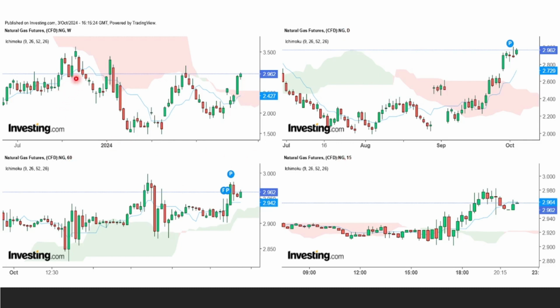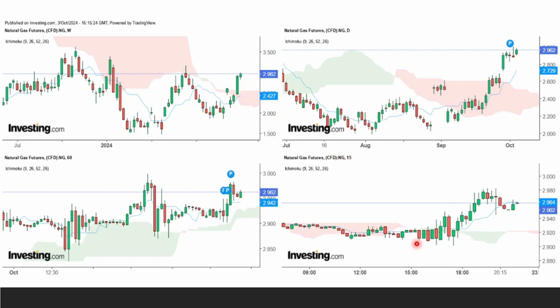So whenever the price candle is above the Tenkan Sen line, we take it as bullishness. And if the price is below the Tenkan Sen line, bearishness, here to here and here to here, we can see. This is the natural gas futures chart. Similarly, in the day frame also we can find bullishness from here to here, and this whole area we can take as consolidation.